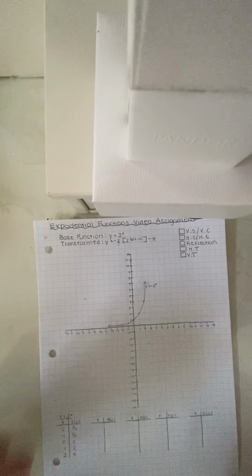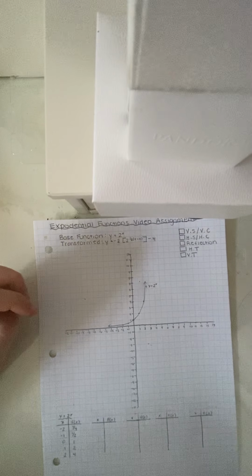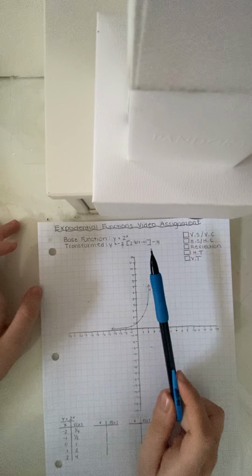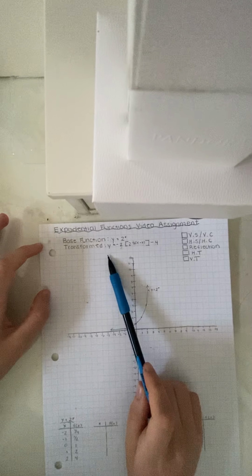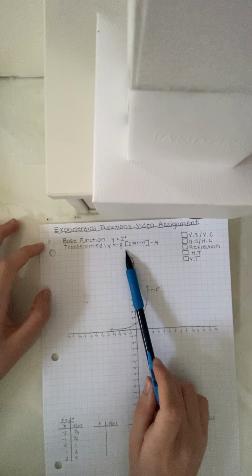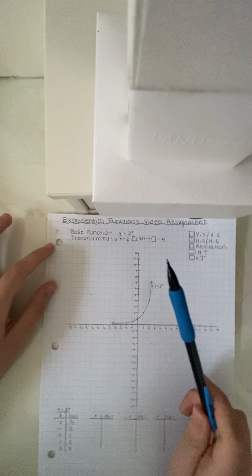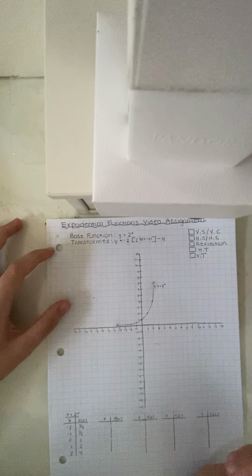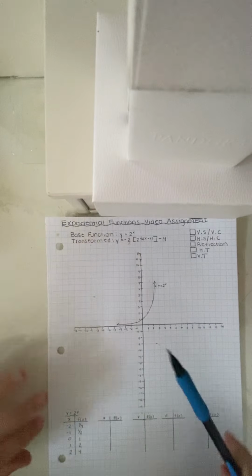So today I'm going to be doing my exponential functions video assignment. To start, I chose the base function of y equals 2 to the power of x. I transformed this function to y equals minus 2 bracket 2 to the power of 1 over 2x minus 2 close bracket minus 4. I started off by already drawing in my base function, which is 2 to the power of x. Kind of showed how to do it with this. This is like my initial coordinates.